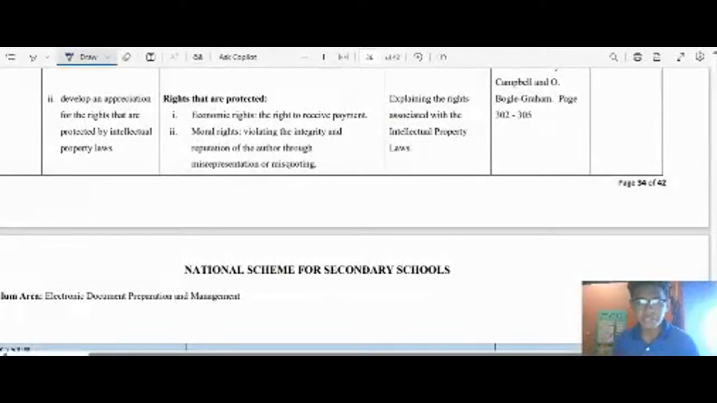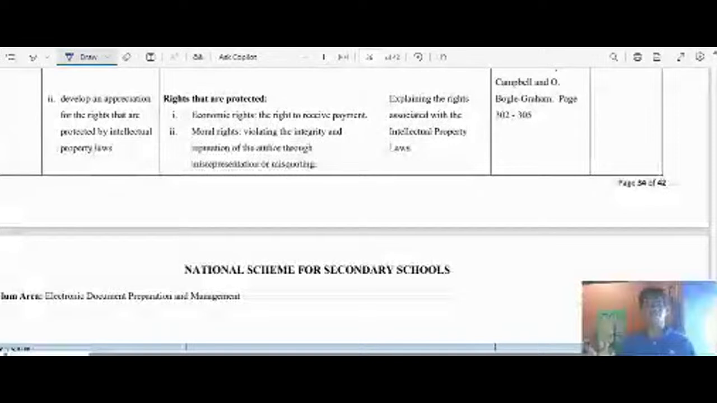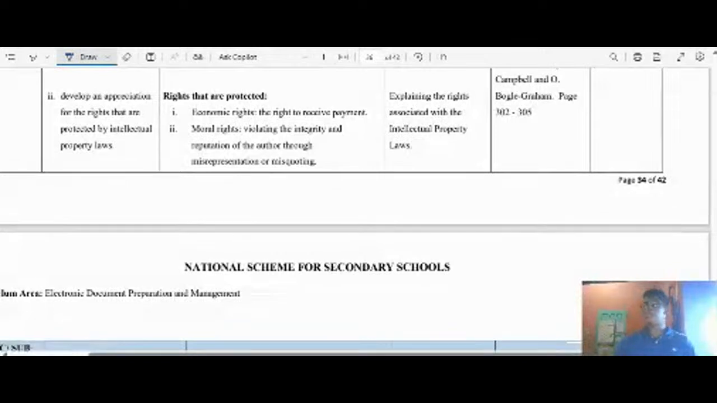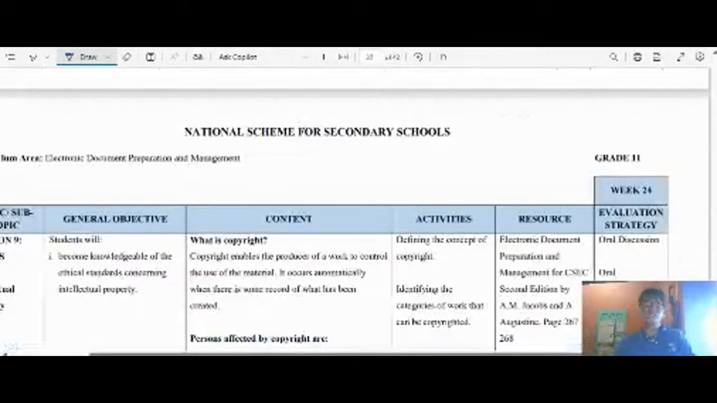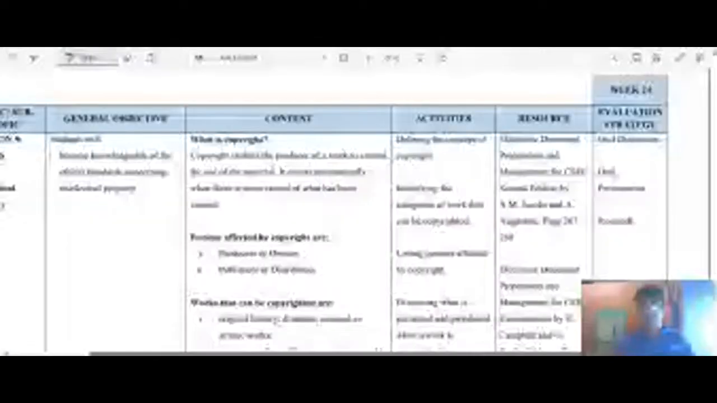There's the moral rights, violating the integrity and reputation of the author through misrepresentation or misquoting. If I were to write a book and I had a quotation that I think Martin Luther King said a while back, he said, if you can't run, creep, or if you cannot creep, crawl. And if I was to misquote that saying, it was one of the biggest speeches in history.